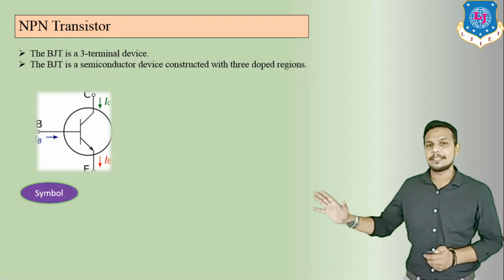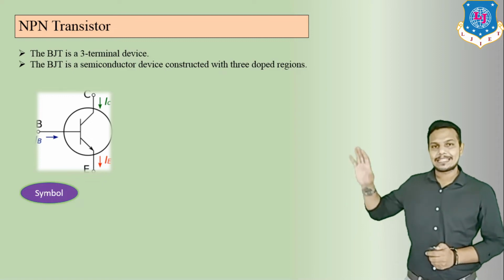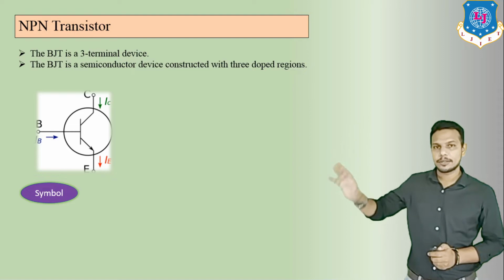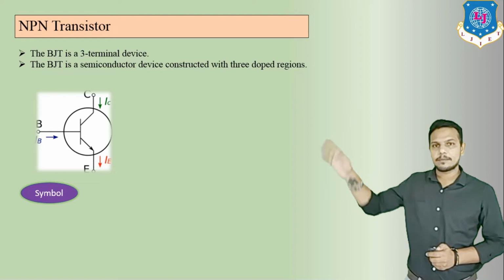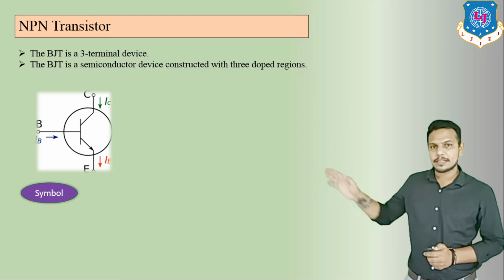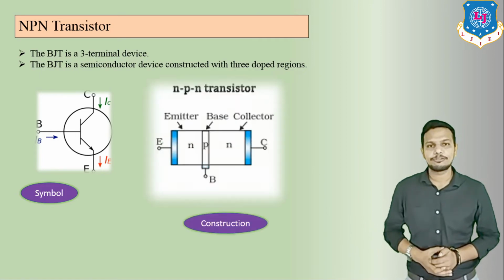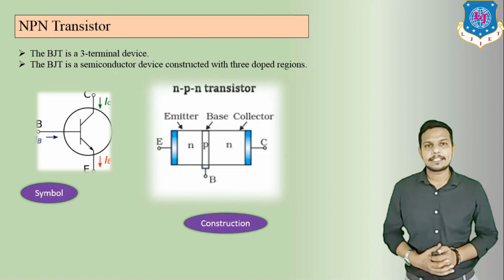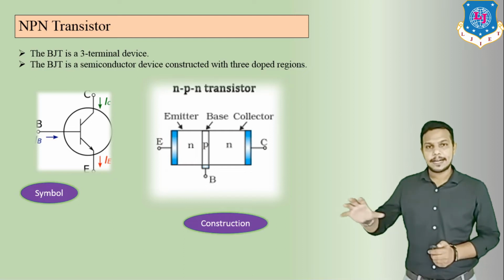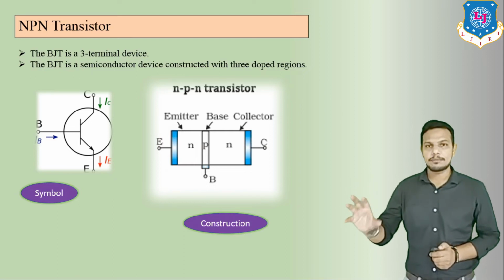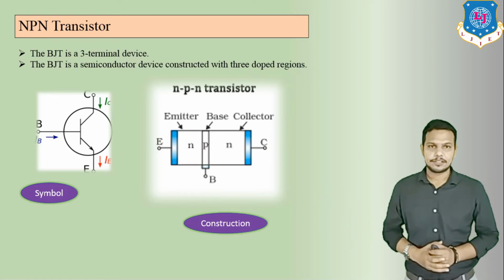Here we can see the symbol of the NPN transistor. In this symbol there are three terminals: first, at the top, the collector terminal, then the base, and below we can see the emitter. So this is the symbol of BJT. Now here we can see the construction of the NPN transistor. As I said, P-type material is sandwiched between N-type material, with the emitter terminal, base terminal and collector terminal.